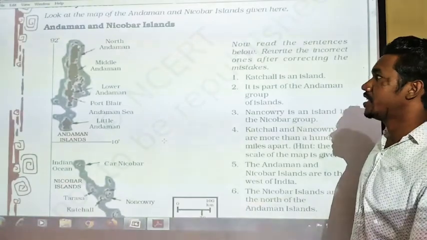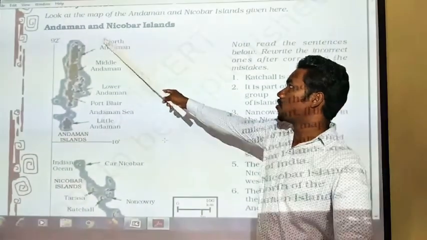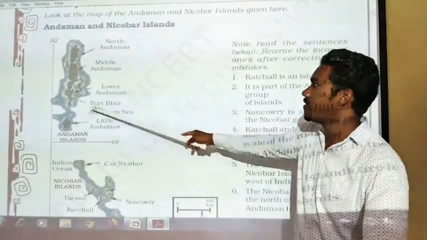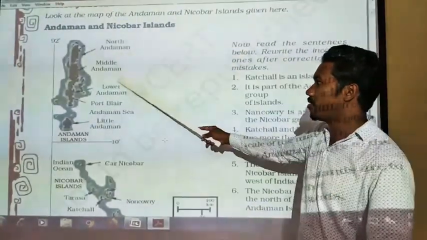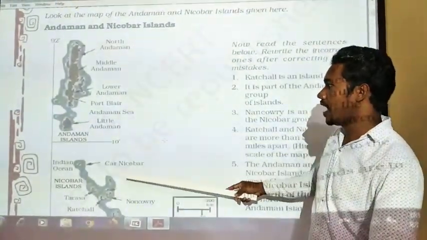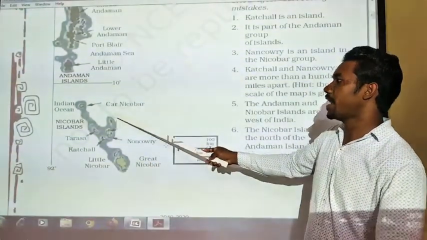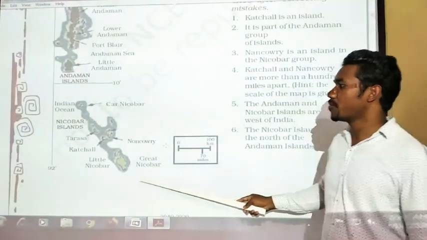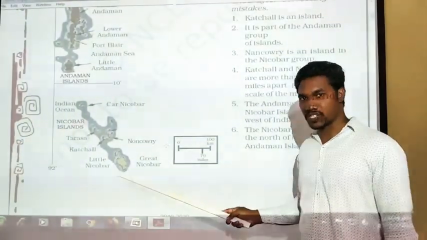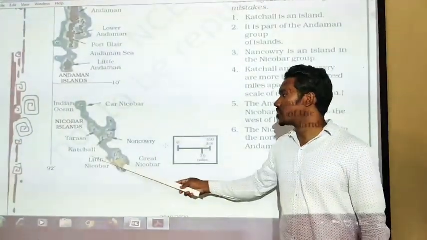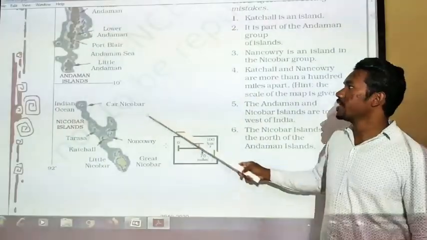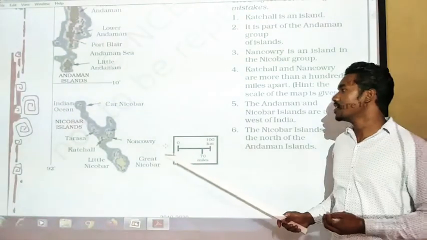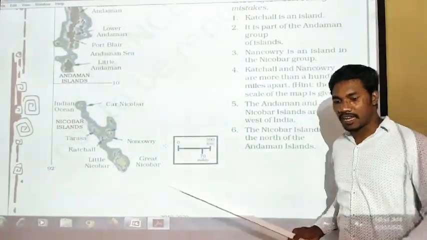First of all we will see the Andaman group of islands. These are the places, and you can see the names of the places here. And in the Nicobar group of islands, these are the places. Mainly some of the places we are going to come across in the story are Kachal, Nankauri and Port Blair. These are some of the places we are going to see in this lesson.